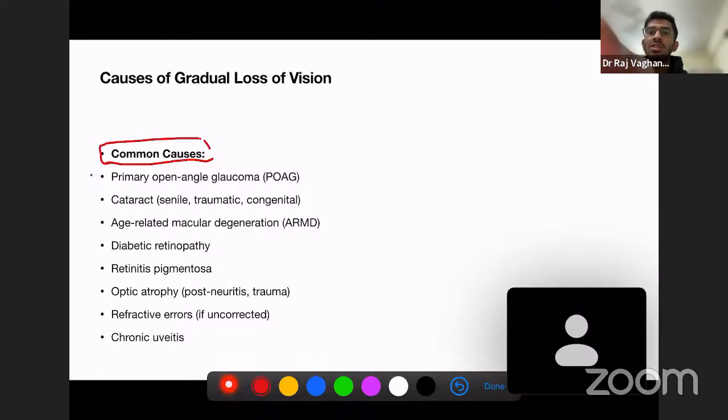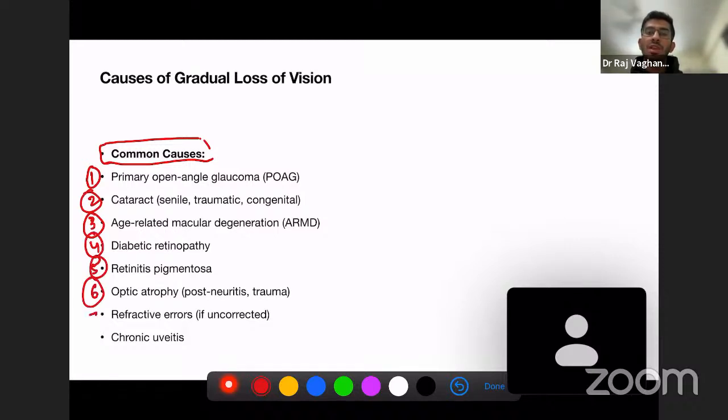The first most common cause is primary open angle glaucoma, or simply open angle glaucoma. Glaucoma can lead to gradual loss of vision. Second, cataract. Third, age-related macular degeneration, which we'll be discussing in our subsequent live classes. Then diabetic retinopathy, retinitis pigmentosa, optic atrophy, refractive errors, and chronic uveitis. So these are the 8 most common causes for the gradual loss of vision.